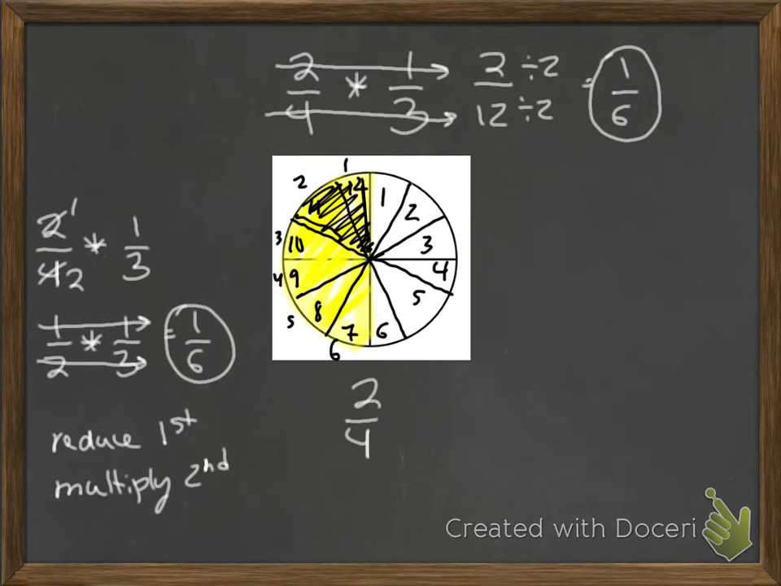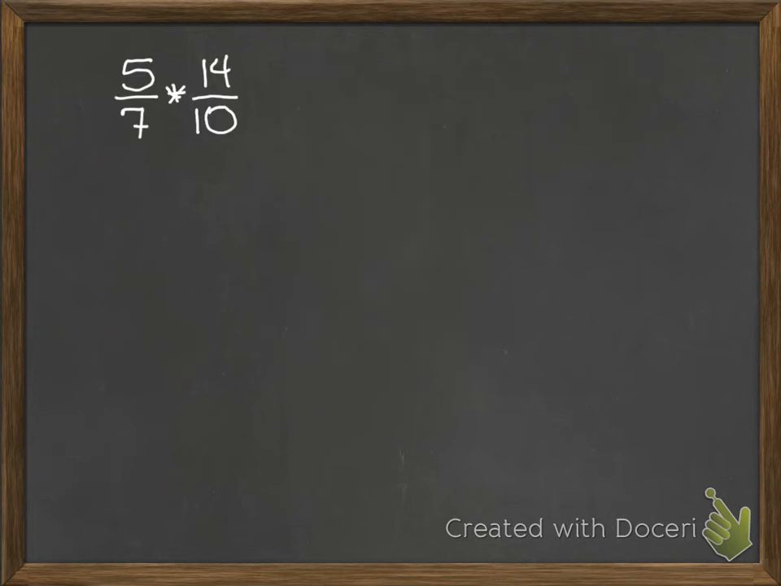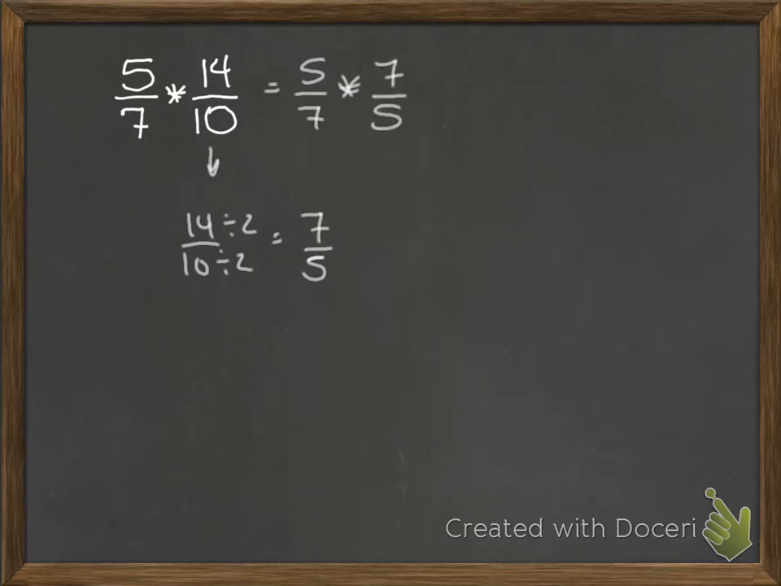So let's see if I can make sense of that. I have 5 over 7 times 14 over 10. There's no way to reduce 5 over 7. And what about 14 over 10? Can I reduce that? Absolutely, right? 14 over 10, if I divide by 2 and I divide by 2 here, that gives me 7 over 5. That's interesting. So I could rewrite this as 5 over 7 times 7 over 5.